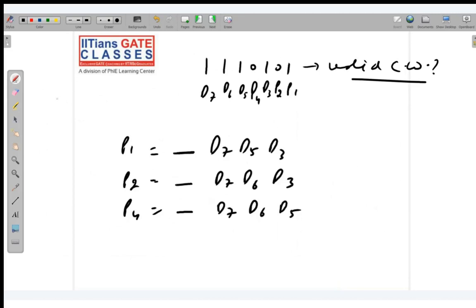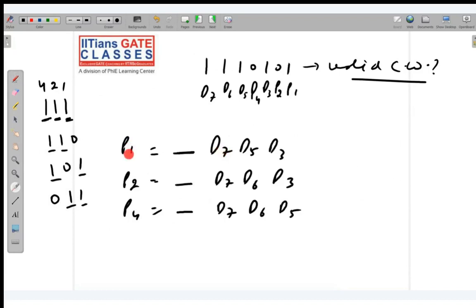Like 7 in binary is 111, so 4, 2, 1. Then 6 in binary is 110, 4 plus 2 is 6. 5 in binary is 101, 4 plus 1. 3 in binary is 011. So now you can, by imagination, say 7.